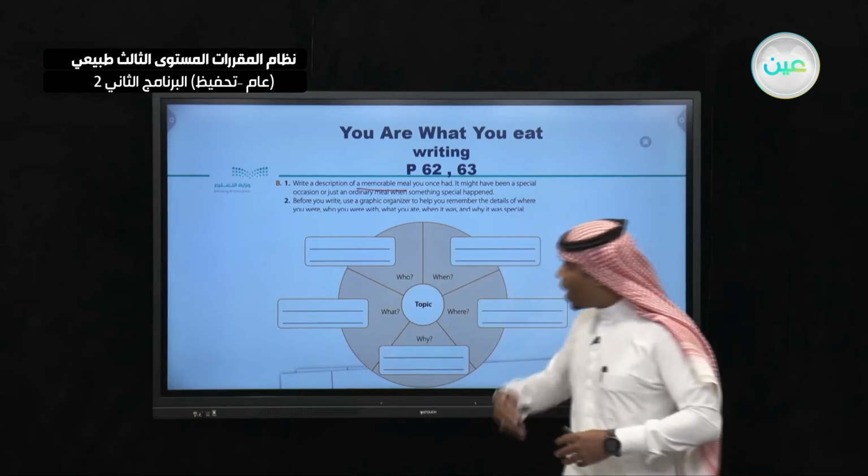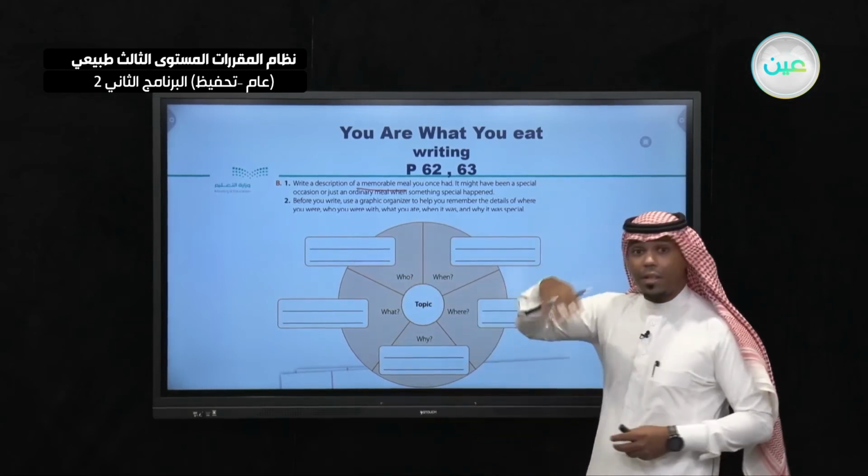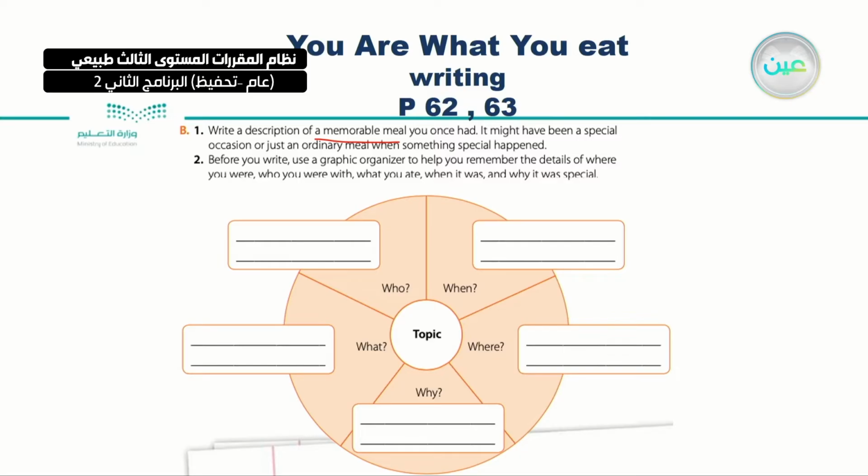So sometimes these kinds of occasions are unforgettable. So you are going to write using one of these. You need to write a description. Then, before you write, use a graphic organizer, just like the one I'm talking about, to help you remember the details of where you were, who you were with, what you ate, and when it was, and finally why it was special.